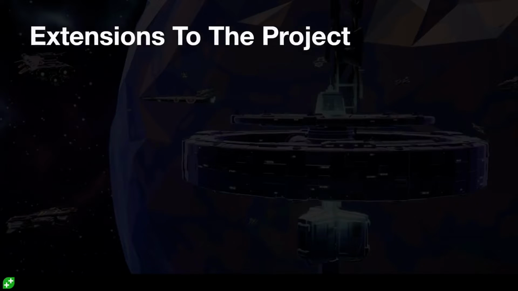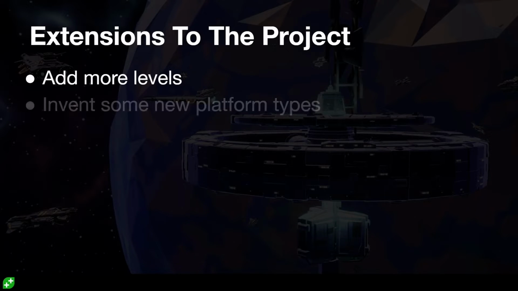Now, there are a couple of extensions to this project that you could try if you wanted to take things a little bit further. First of all, I would suggest trying to build some more levels and playing them and testing them, that sort of thing, and inventing some new platform types, so some more blueprints for pushers or rotating platforms, or maybe even rotating and moving platforms. You could let your imagination be the limit here.